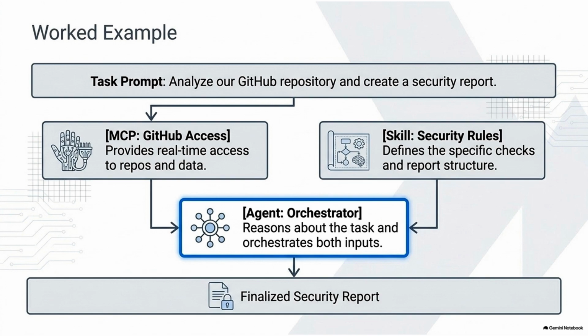Let's make this concrete with a worked example. Say the task is, analyze our GitHub repository and create a security report. MCP provides the GitHub access, real-time data on the repo and its files. The skill defines the security rules, which specific checks to run, and how the report should be structured. The agent then acts as the orchestrator, reasoning about the task and pulling both pieces together to produce the finalized report. That's the pattern. MCP supplies the access, the skill supplies the judgment.